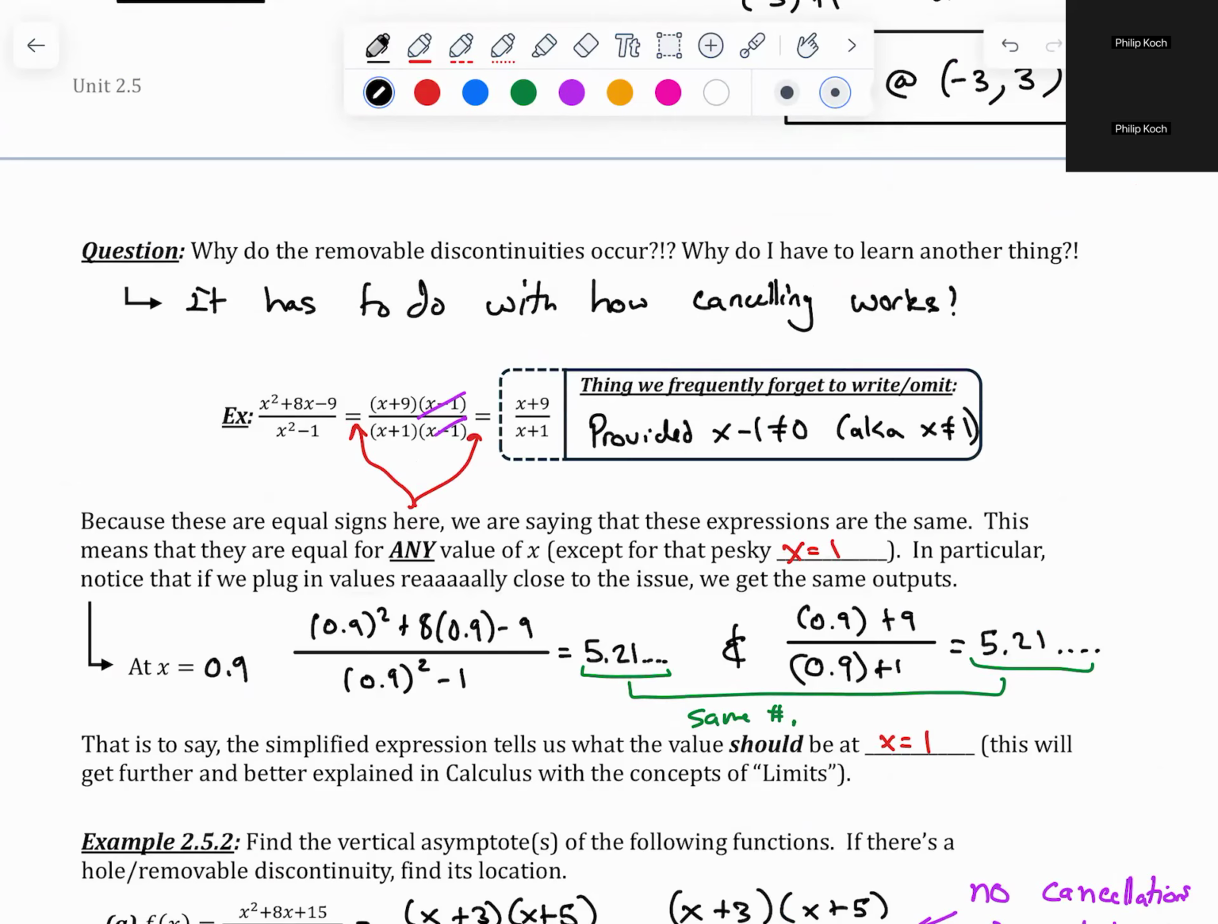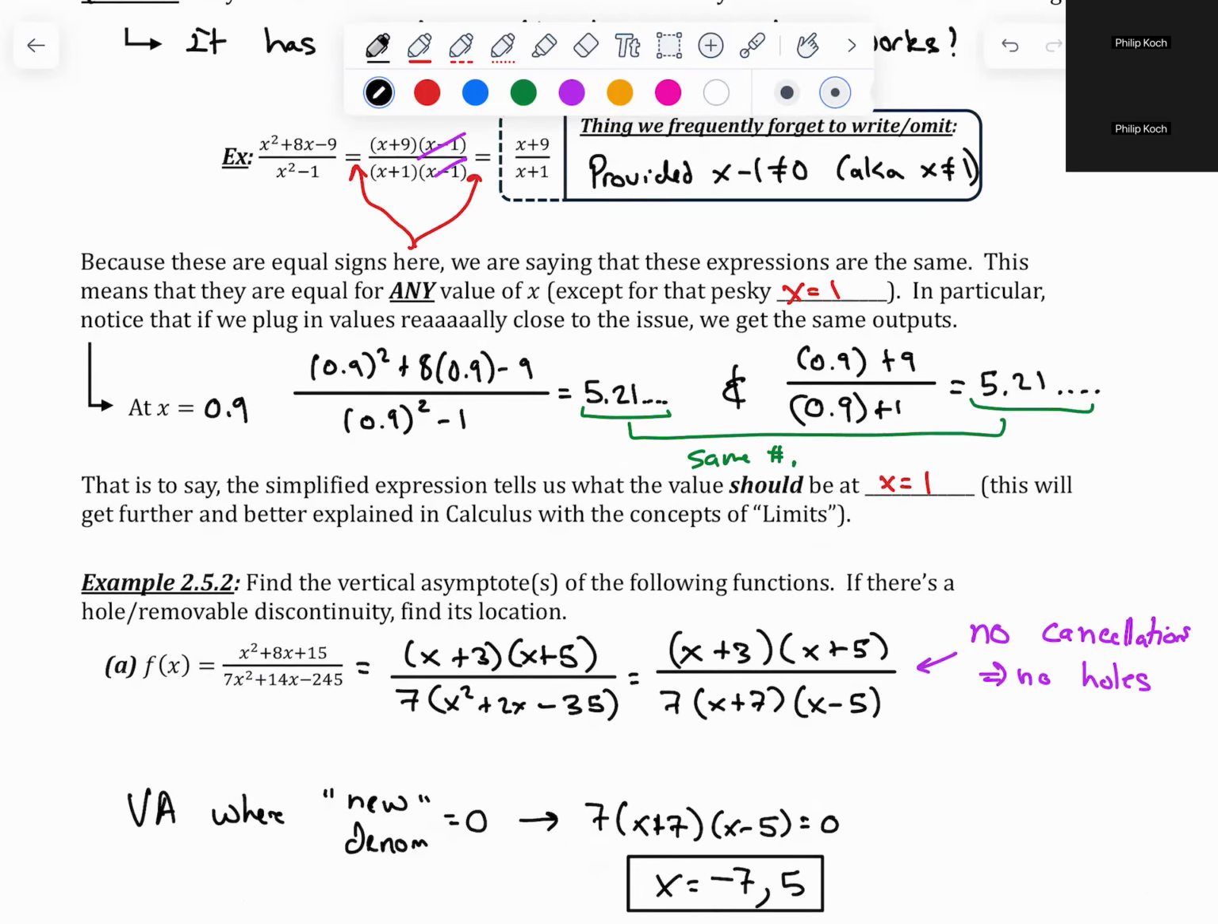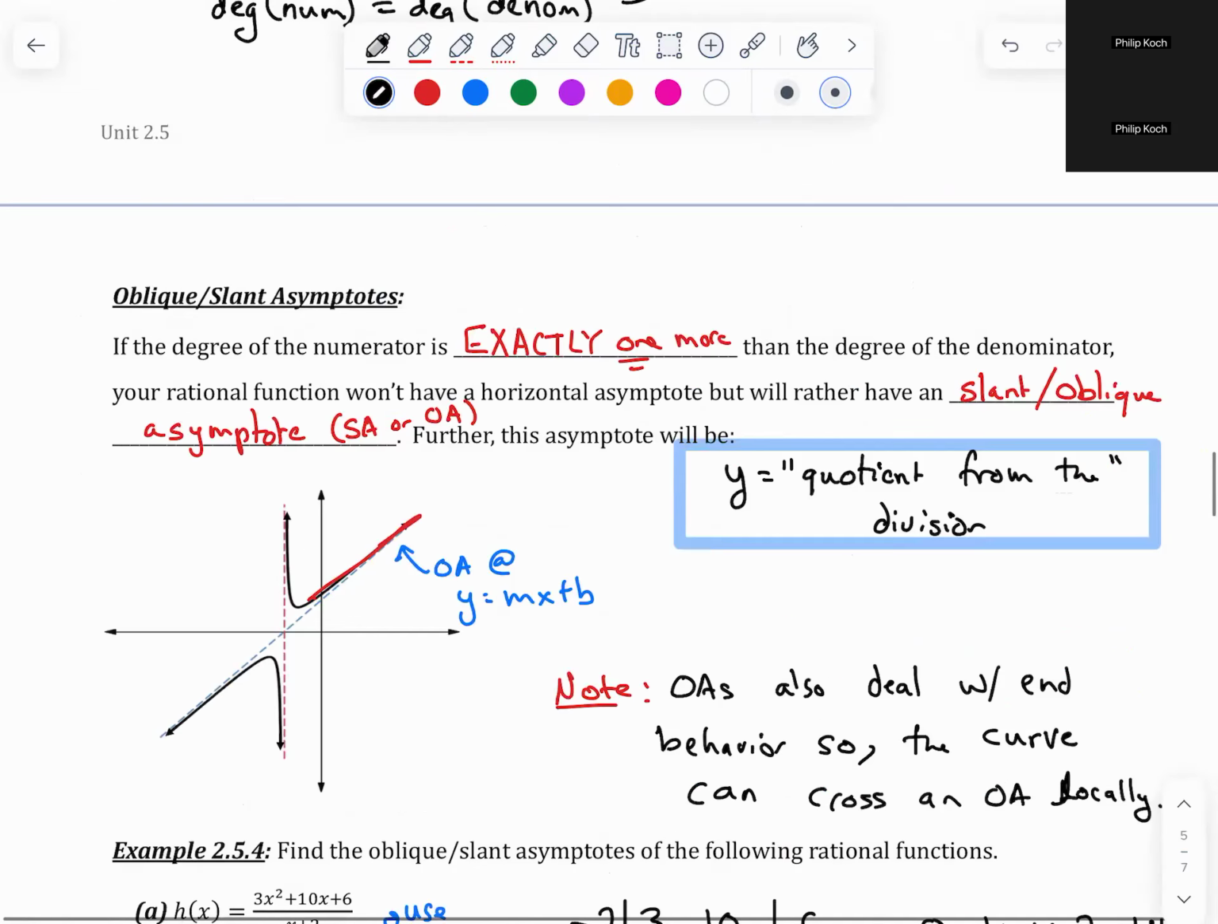Sadly, I wish we could talk about it in more detail, but it requires the concept of limits, which is something we deal with in calculus, which we won't see for another 2 semesters.